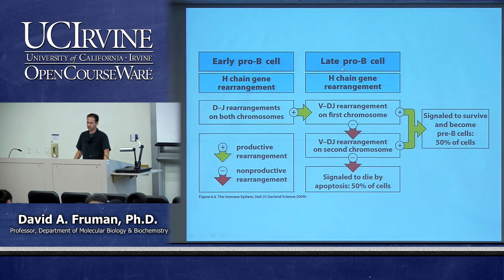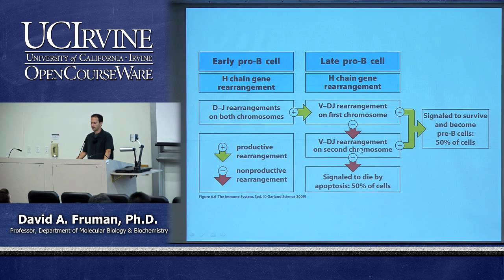And here, one of the chromosomes stops rearranging, and on the other chromosome, you have a heavy chain rearrangement where a V segment is chosen to rearrange to the DJ segment. There are two possible outcomes: a productive rearrangement that's in frame, or a non-productive, or sometimes written unproductive, rearrangement. If you have an unproductive rearrangement, then you try to rearrange the second chromosome. That can also have two outcomes. It can rearrange productively, or it can fail to rearrange productively.